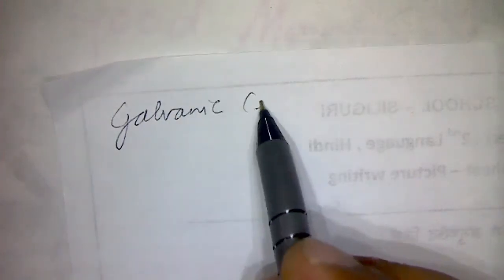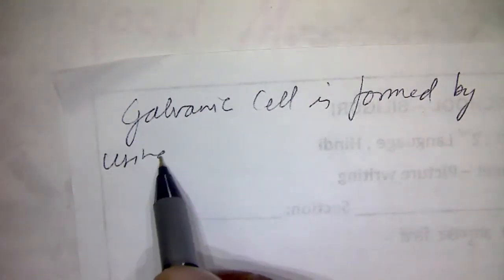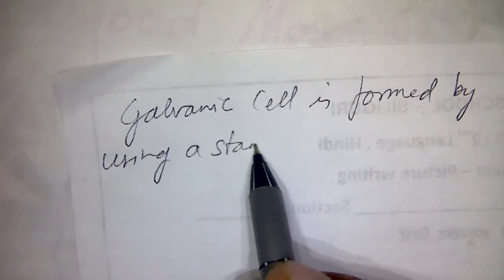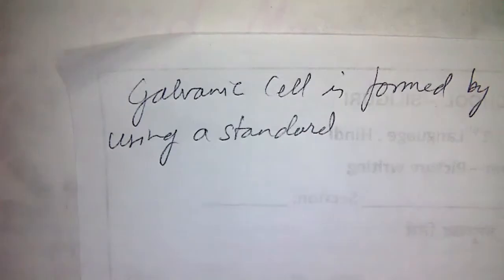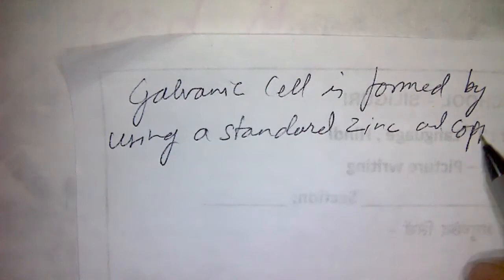So let's see what we can do now. We'll start with this. Suppose I give you a galvanic cell. A galvanic cell is formed by using standard zinc and copper electrodes.